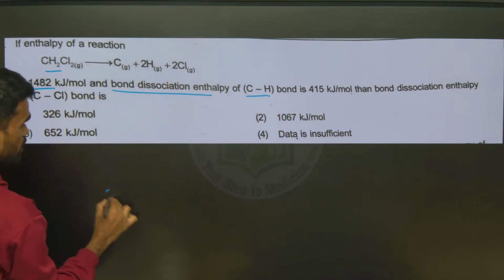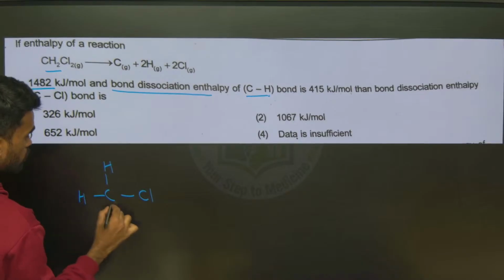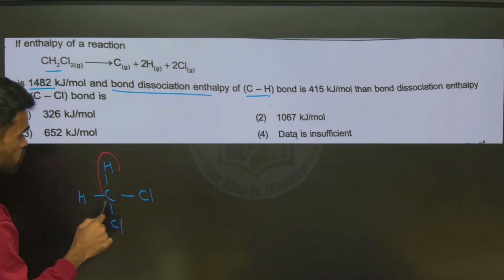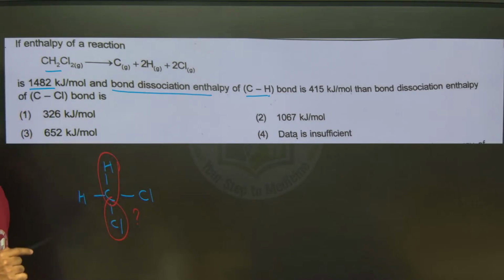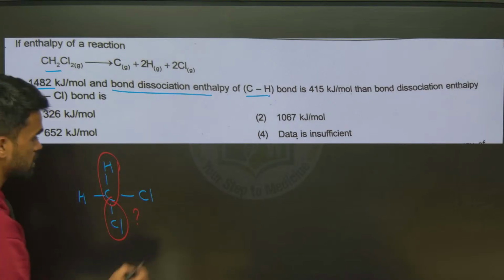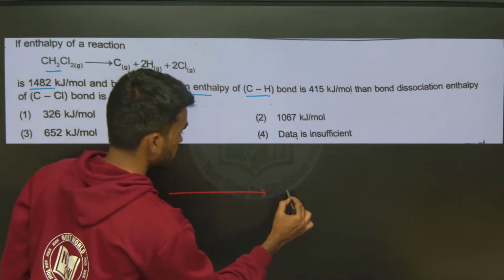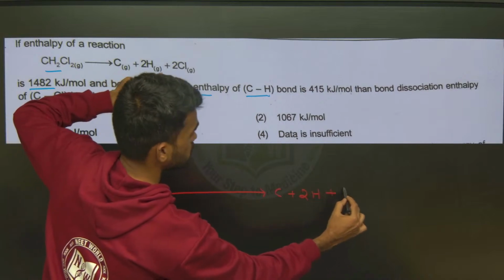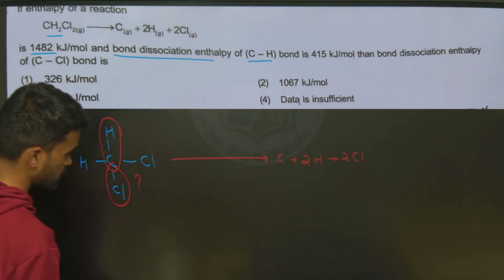See, in the given molecule, what types of bonds do we have? We have CH bonds and we have CCl bonds. So they have given data about CH. Now they are asking about the CCl bond energy. Okay, how can you calculate this? See, when this undergoes dissociation, what are we going to get? C plus 2H plus 2Cl, they are saying. It means what is happening here?